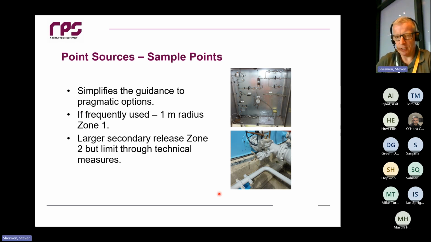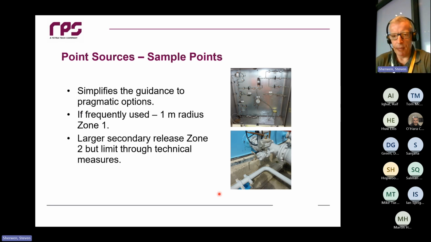Previous versions of EI15 had you calculating hole sizes and release rates. What we found from experience is that when you accompany people taking samples, particularly offshore where the samples tend to be more volatile or at higher pressures, the guys taking the samples often wear LEL detectors. Even when they're taking samples of quite volatile crude oils or condensates into an open jar, half a meter away from the LFL detector, that detector never goes off. So a pragmatic solution is to call sample points a zone 1 around it.